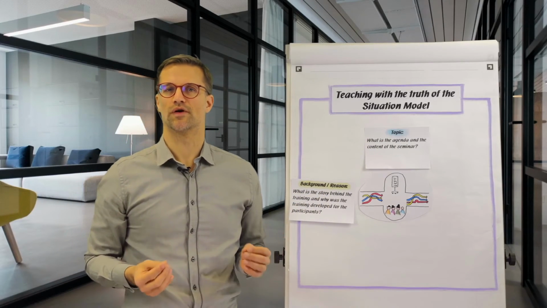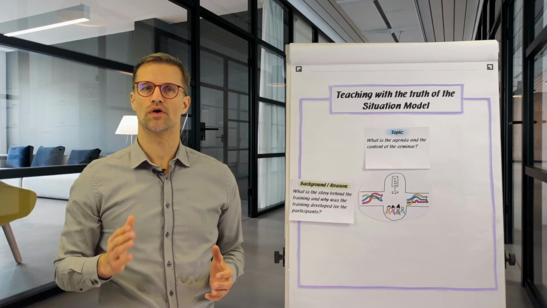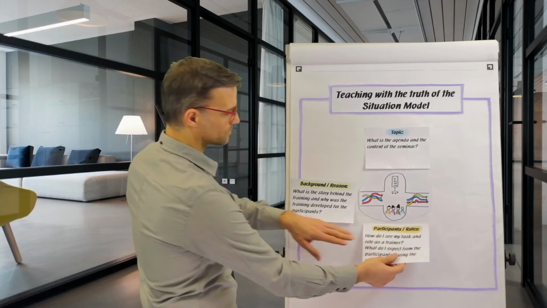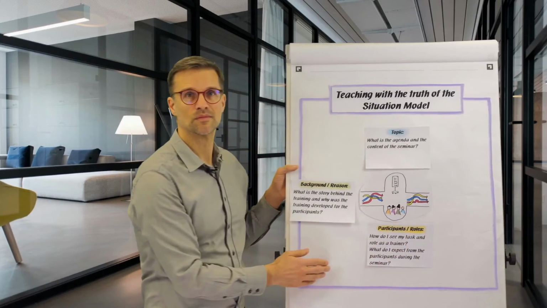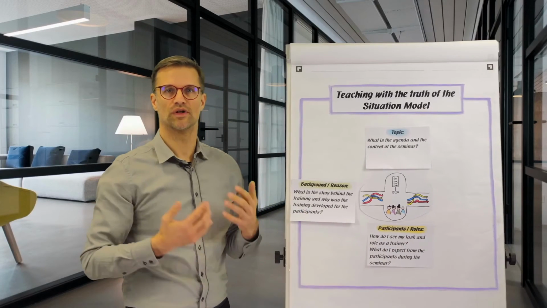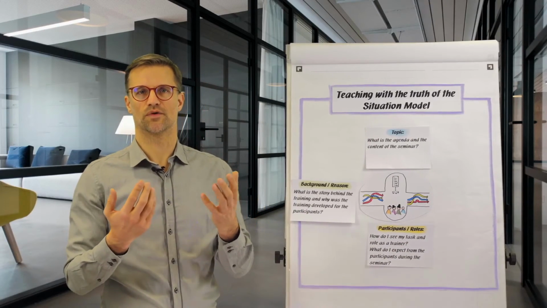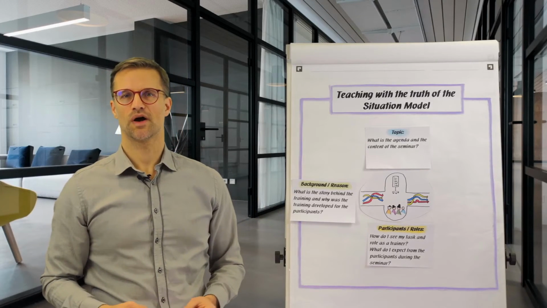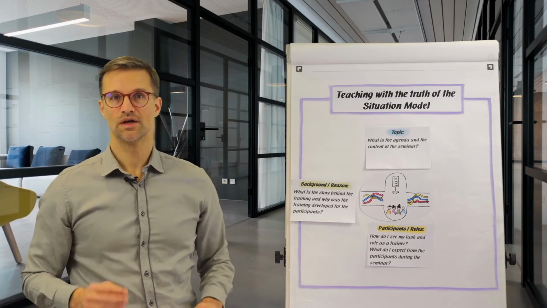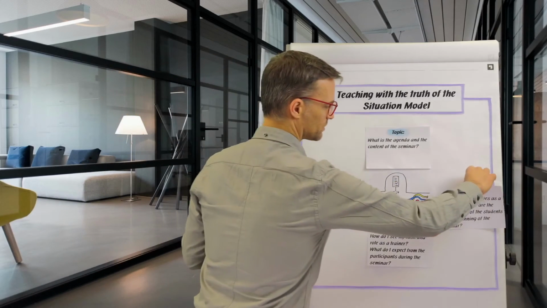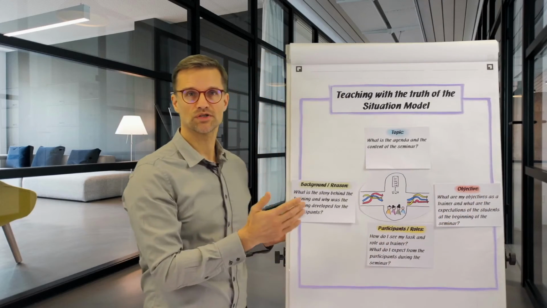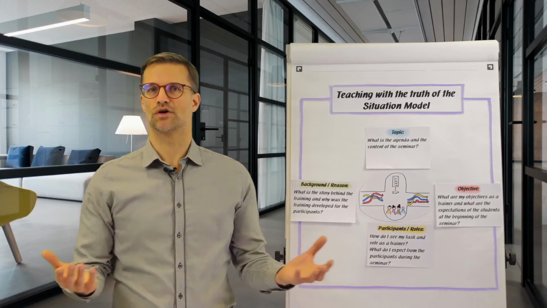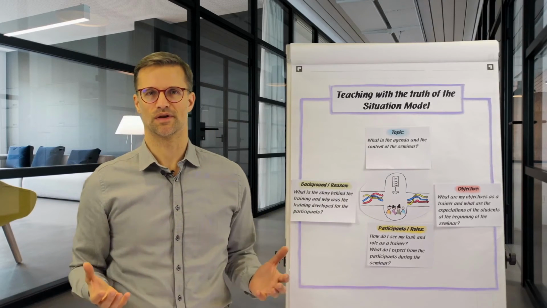With the third part of the model, the trainer addresses the role of the participants and the trainer's own role. This means how do I define my role as a trainer and what do I expect from the participants during the seminar. Using the last part of the model, the trainer addresses the objective and answers the question, what are my objectives as a trainer and what are the expectations of the students at the beginning of the seminar.